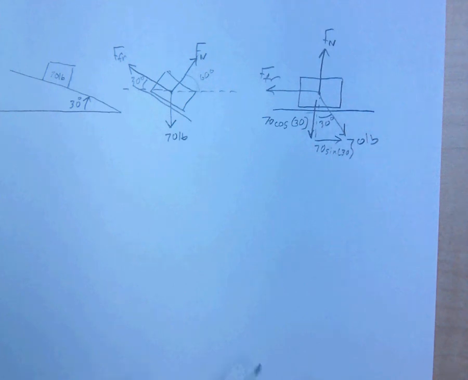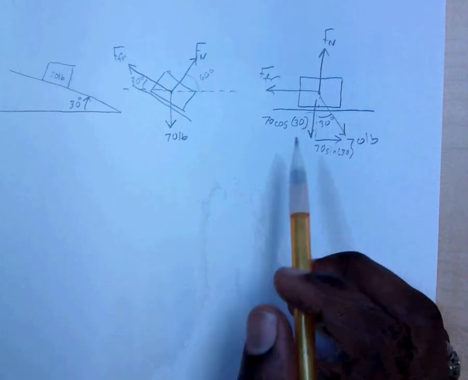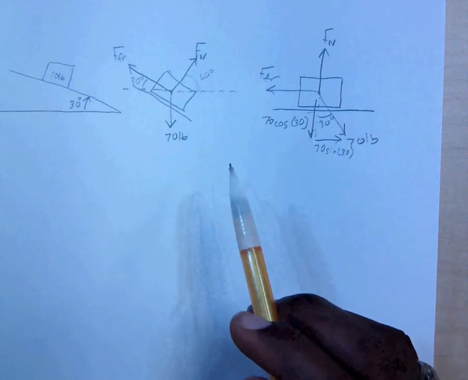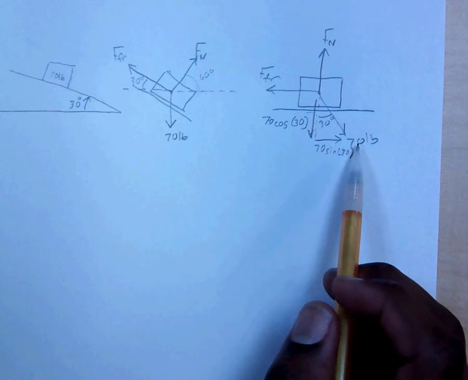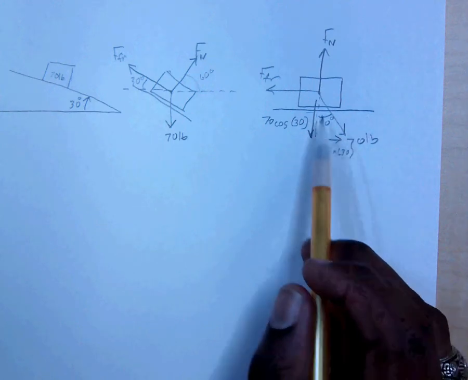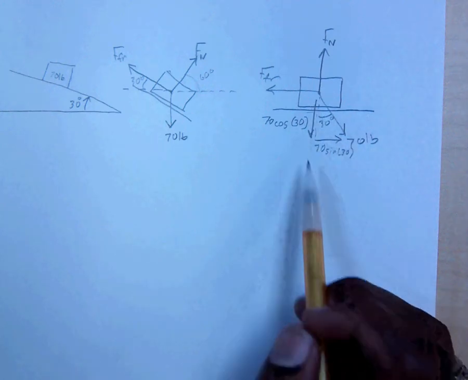So anytime you have a box on an inclined plane, you can rotate it and make sure that you include your normal force, your friction force, as well as your weight. After you rotate it, the weight is going to be slanted, and so you're going to separate that into rectangular components.